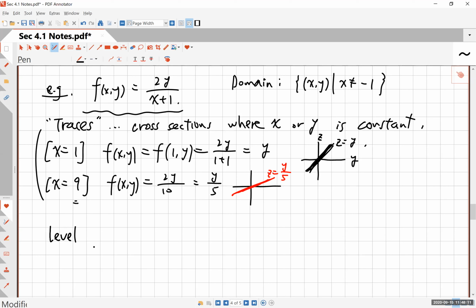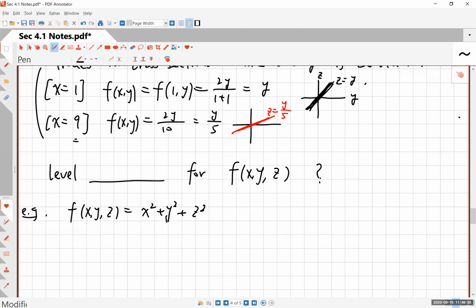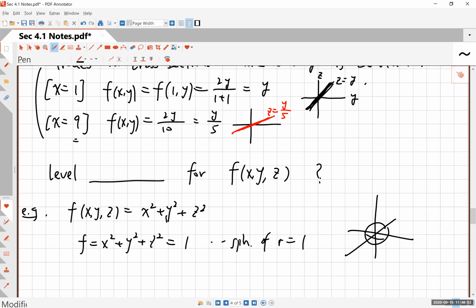We've been talking about level curves, but what happens if you have f, a function of 3 variables? Okay, so in this case, here's an example. Let's say f of x, y, z is x squared plus y squared plus z squared. That's an easy one. All right, so what happens then if, for instance, f is 1? Okay, well, obviously, this is just a sphere of radius 1, the unit sphere.